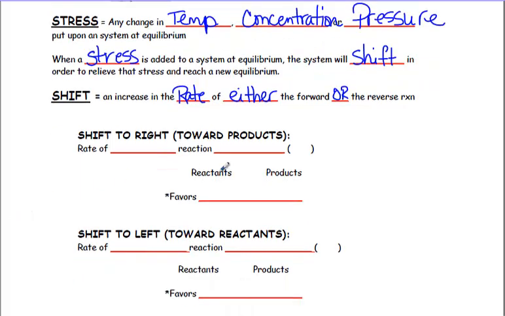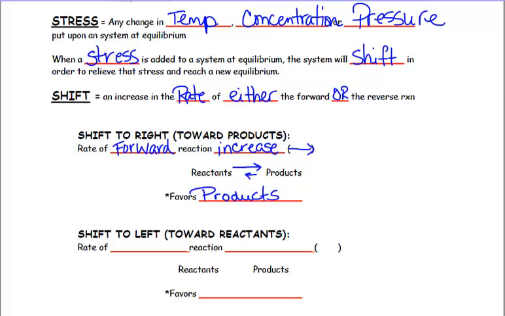So shift toward the right, which means it's going toward the products, is the rate of the forward reaction, and then what will happen is it will actually increase because it's favoring the products. So the arrow will just go toward the right, and the reactants favor going toward the products versus the reverse reaction. So favors products.